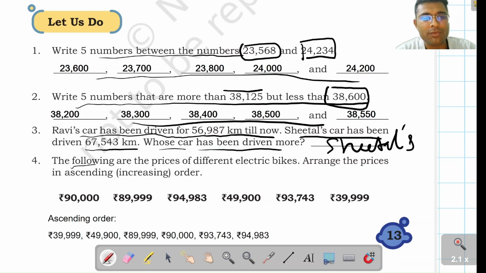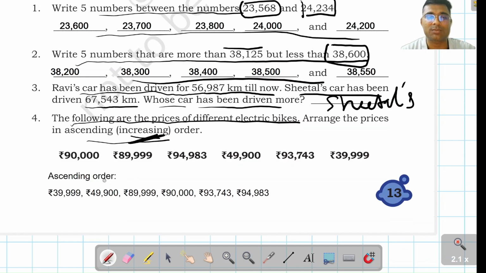Question number 4. The following are the prices of different electric bikes. Arrange the prices in ascending order. Ascending means increasing order. Increasing means first you will write the smallest, then bigger, and in the end the biggest. So I have already arranged them, you can see here.